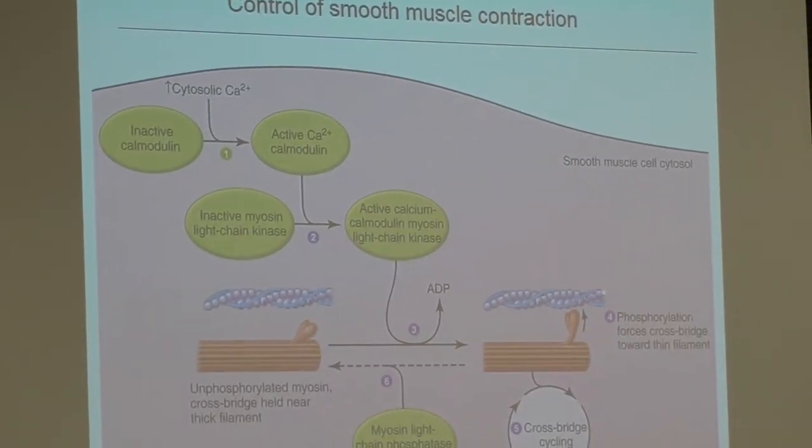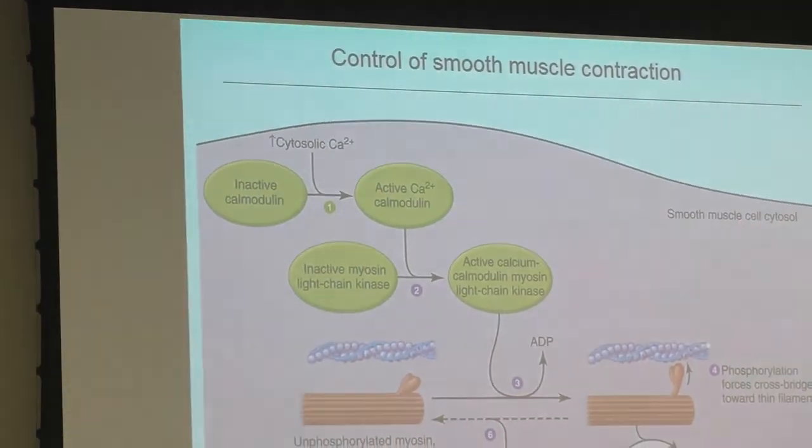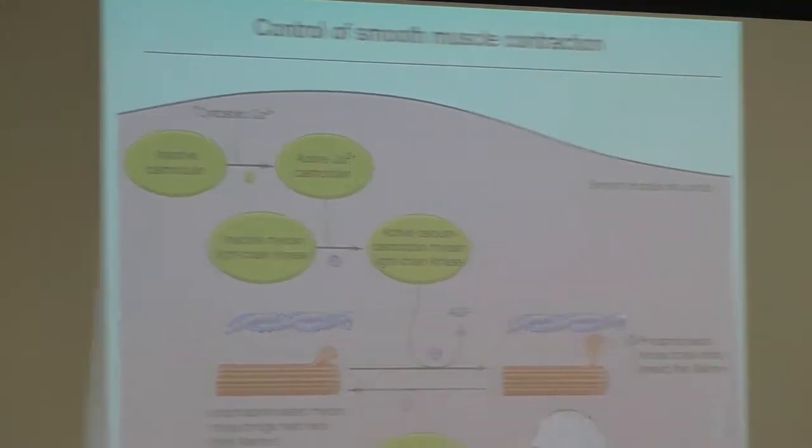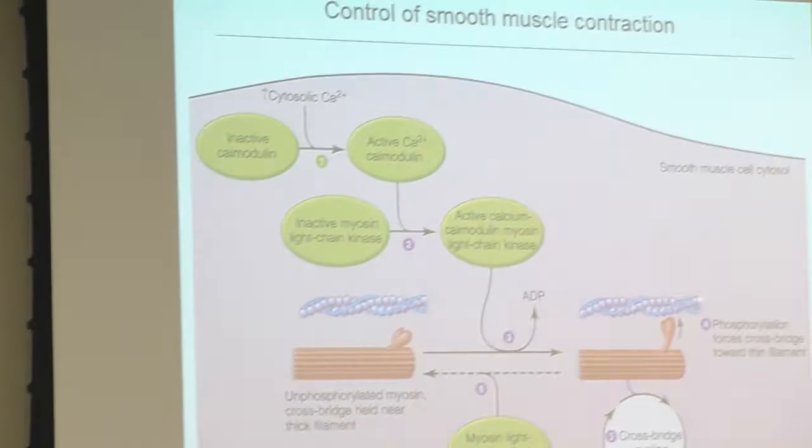Exactly. Voltage-gated calcium channels. So that is the answer. On the surface membrane of smooth muscle cells, there are voltage-gated calcium channels, very similar to the voltage-gated calcium channels that are in the T-tubule of cardiac muscle. So anything that triggers an action potential on the surface membrane of smooth muscle would trigger a voltage-gated calcium channel to open, calcium flows in, and there we have an increase in cytosolic calcium.